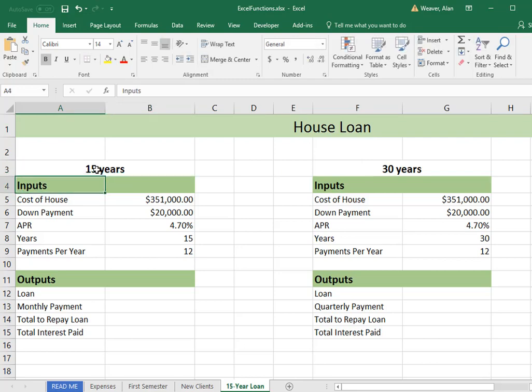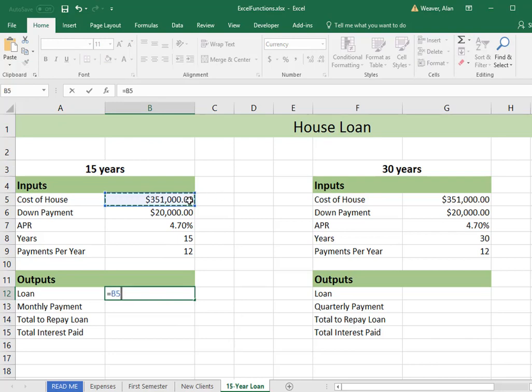I just did a couple of quick changes here. What I want to do here, a down payment is subtracted. So you subtract the $20,000. You're buying a house for $331,000. You put a down payment. You want to determine the monthly payment. That is the payment function.